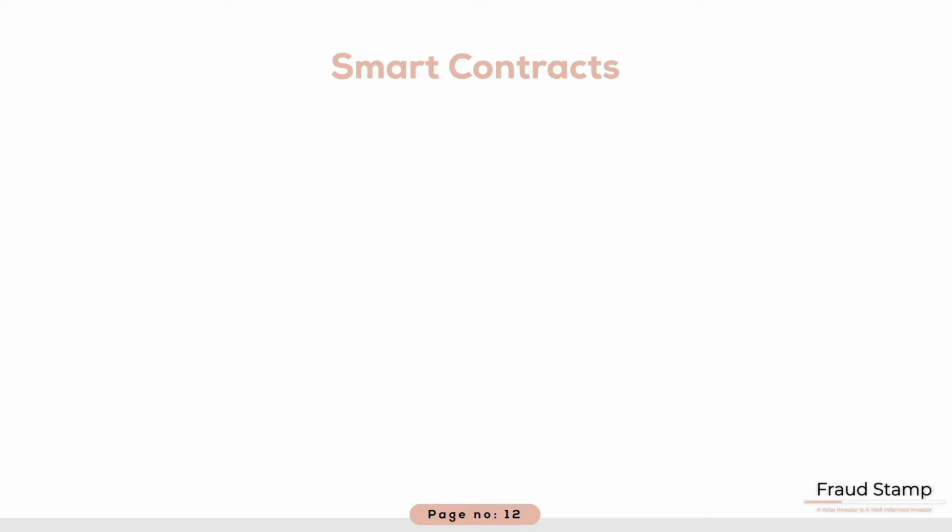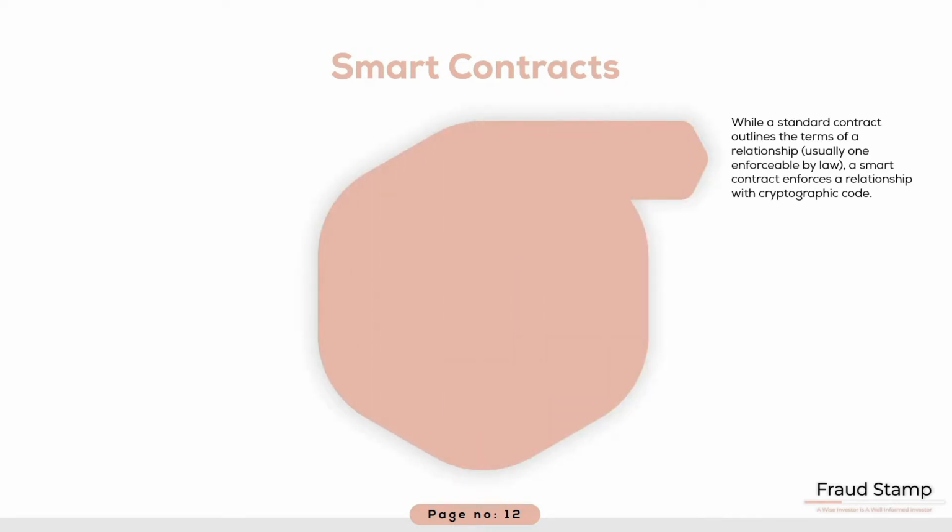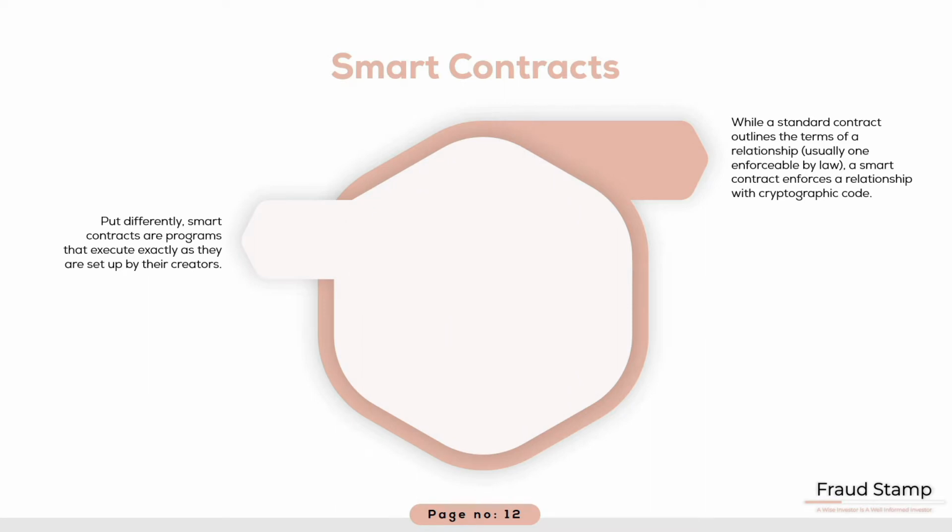A new technology made possible by public blockchains, smart contracts are difficult to understand because the term partly confuses the core interaction described. While a standard contract outlines the terms of a relationship, usually one enforceable by law, a smart contract enforces a relationship with cryptographic code. Put differently, smart contracts are programs that execute exactly as they are set up by their creators.